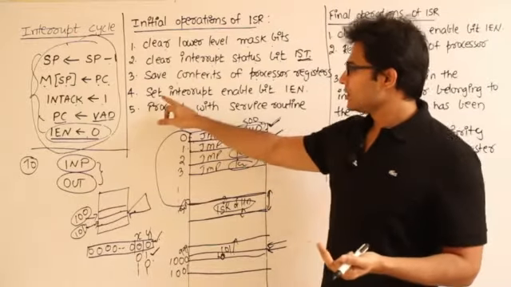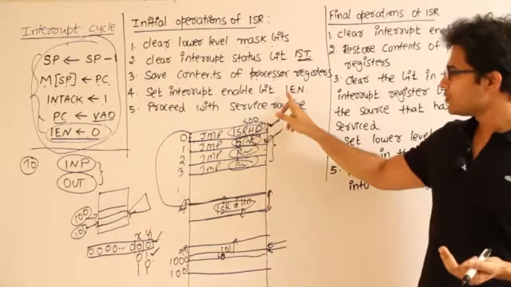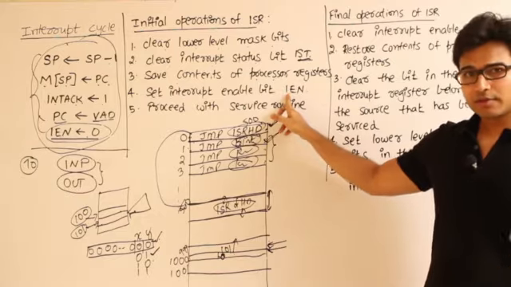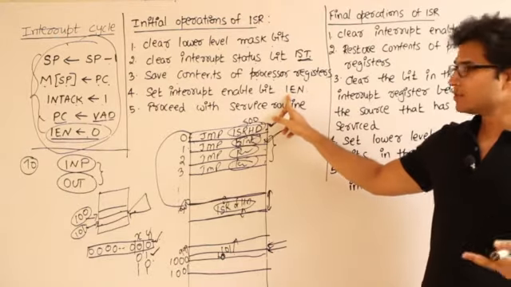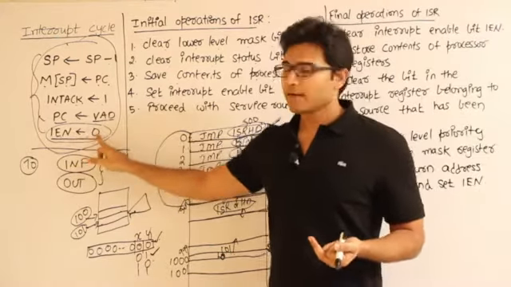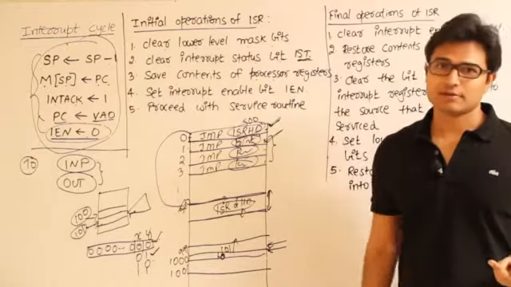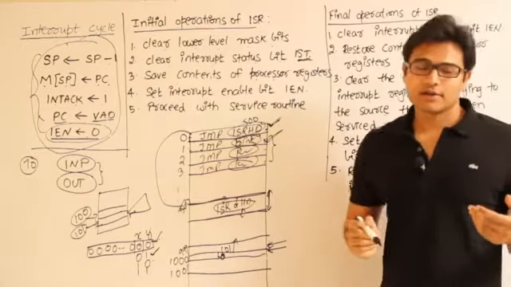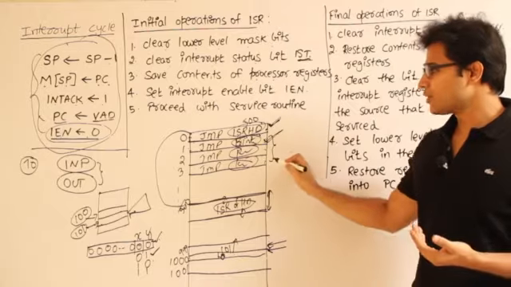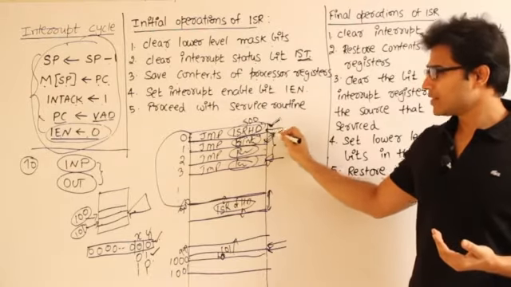Got it? And the next one is set interrupt enable bit IEN. So why should we set it? Because if you remember, we have actually disabled it, isn't it? We have disabled it here. Now if you don't set it back, then no interrupt can be seen during this particular interrupt service routine. Let us say currently it is the interrupt service routine which is providing service to the keyboard, and suddenly there is an interrupt from the hard disk.